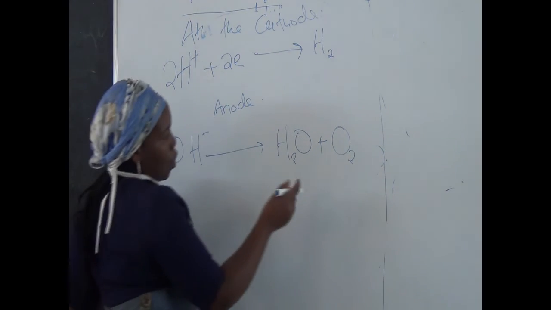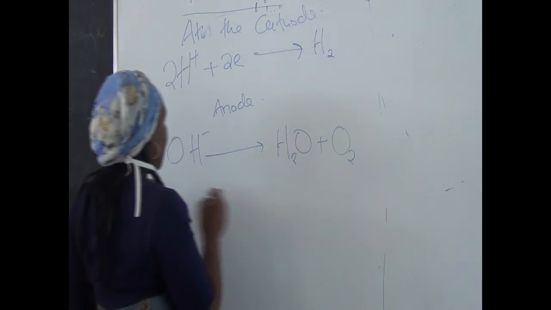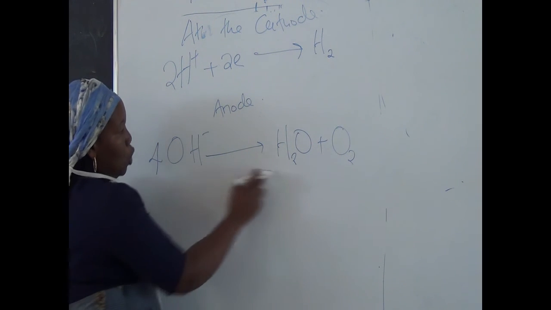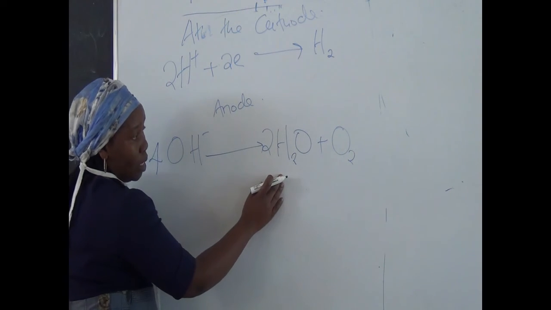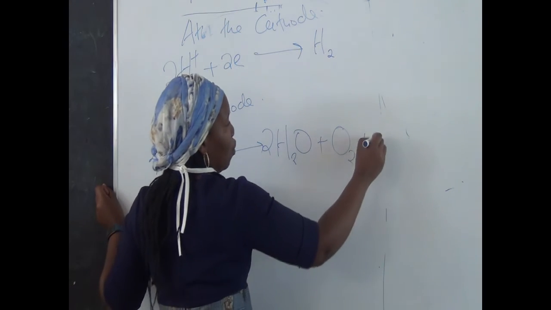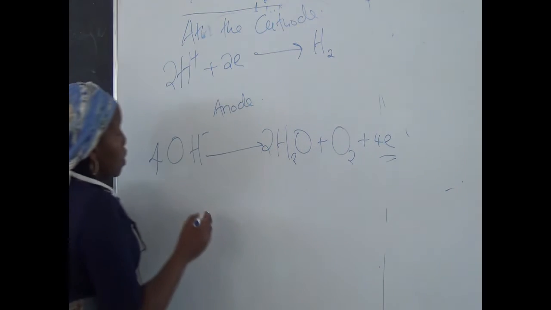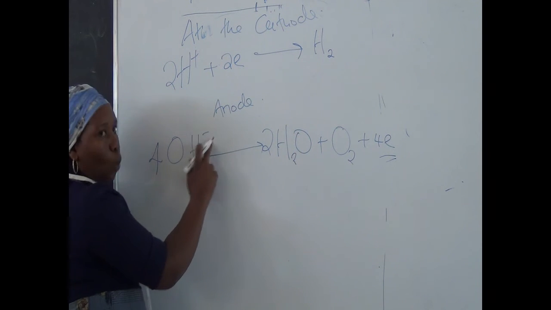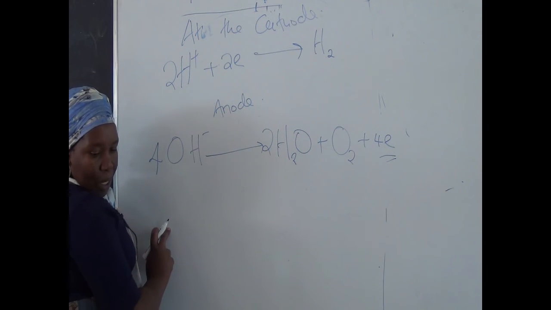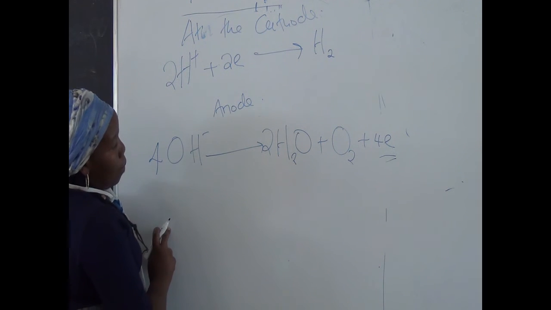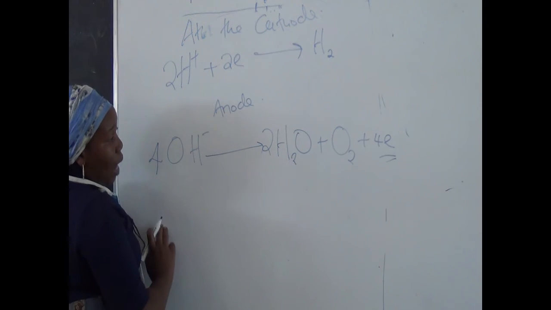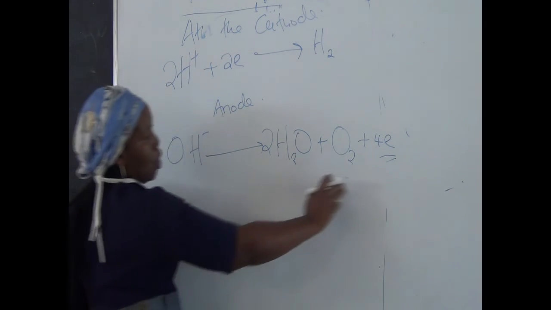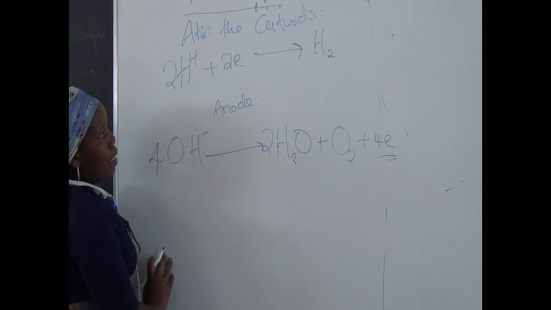Now, 4 electrons are going to be discharged because we require 4 of these. We require 4 OH ions to give us 2 moles of water and oxygen plus 4 electrons. Why 4 electrons? Because every OH ion being discharged gives out a single electron. So for us to have 4, that means you'll have 4 electrons being discharged.